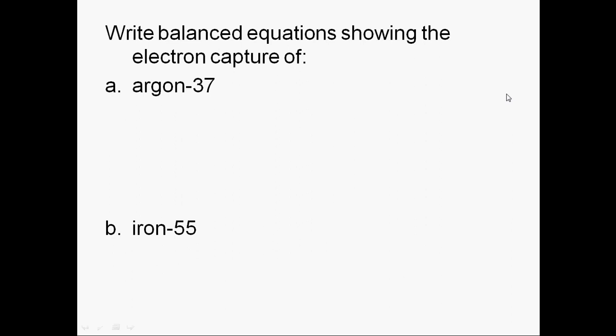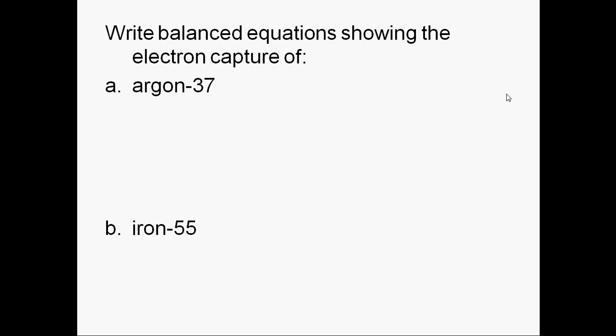Okay, so just an opportunity for some practice to look at electron capture and practice writing equations for argon 37 and iron 55. So I encourage you pause the video, try to write these, and then compare your answers to mine.